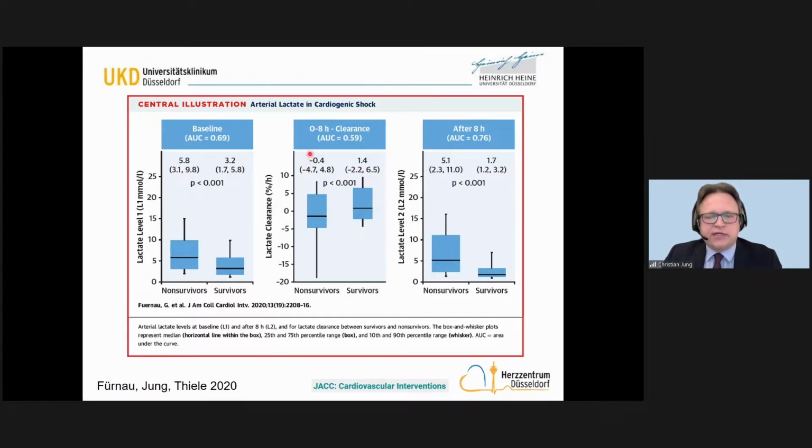You can also do that using baseline values and comparing that with the 8-hour values, calculating a clearance, which leads then to a decrease in lactate levels in survivors and a negative clearance in non-survivors. And also the crude 8-hour values can be used to discriminate non-survivors and survivors. And of note, comparing the area under the curve for these values, it is best for the crude 8-hour values, and this can be used in our daily practice, obviously the best in order to assess prognosis.